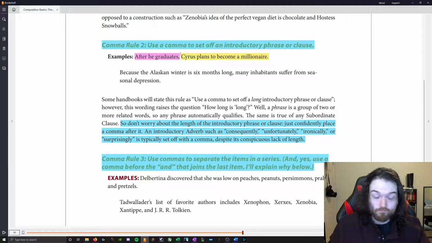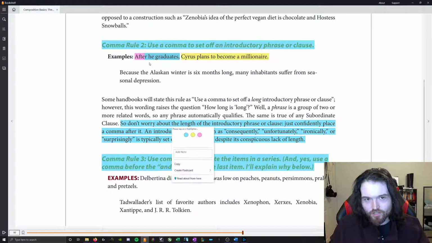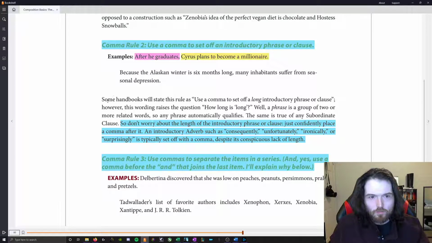And you can see that it's separated from the introductory clause, which is set off by after. Let's see here. Okay, yeah, so this is a good point the book makes here. Don't worry about the length of the introductory phrase or clause. Just confidently place a comma after it.